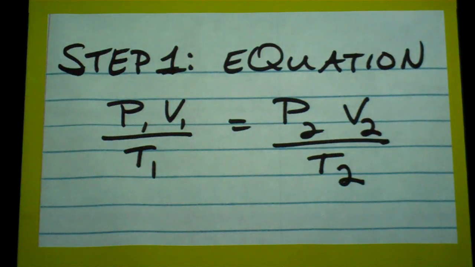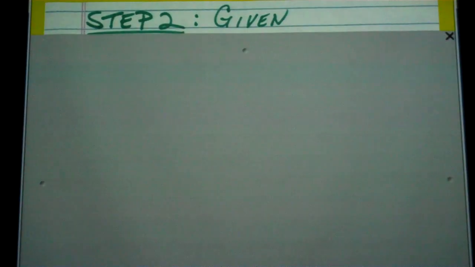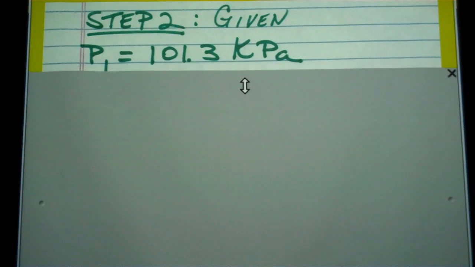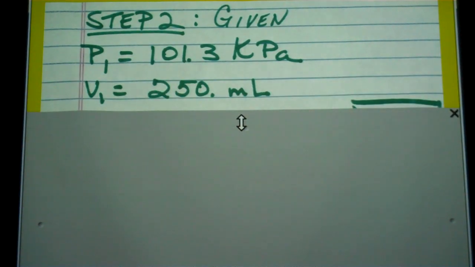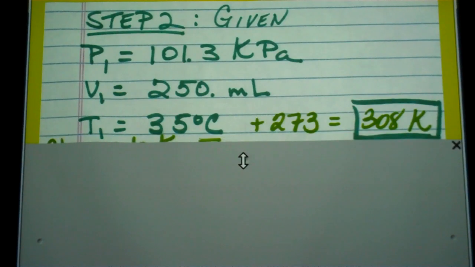Step 1 is always to write the equation. So P1, V1 over T1 equals P2, V2 over T2. Step 2 is to write down your given values. There are more values to write down, so you really should keep track of all of your givens. Your P1 was 100.3 kPa. Your V1, your first volume, was 250 milliliters. Now your first temperature was 35 degrees Celsius.